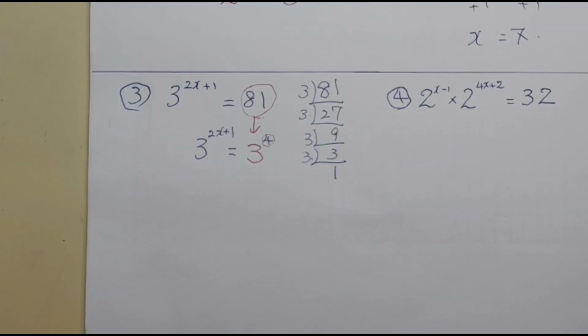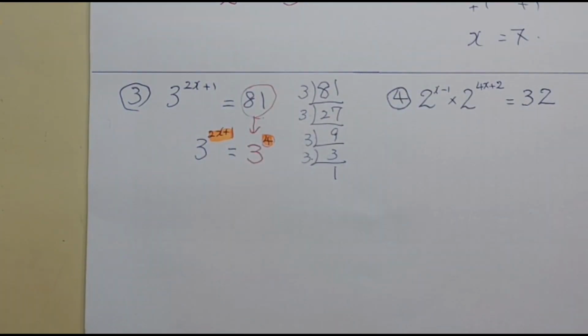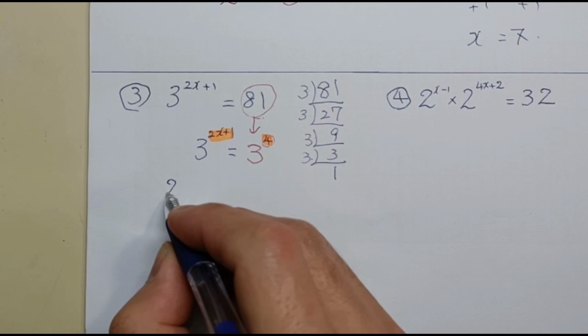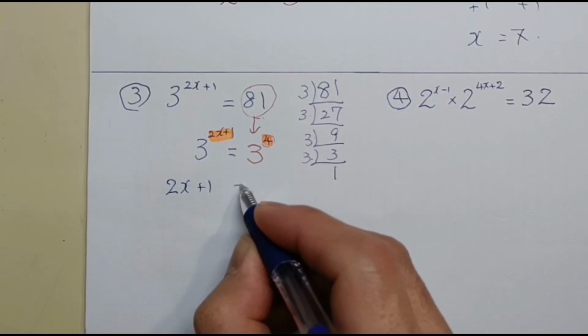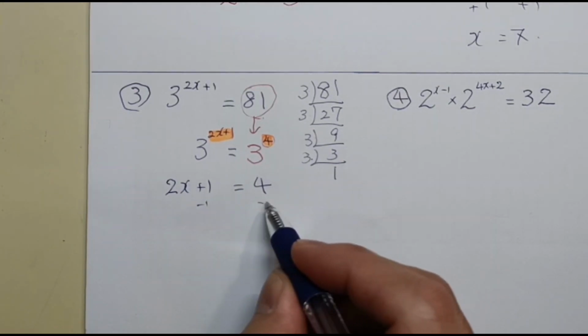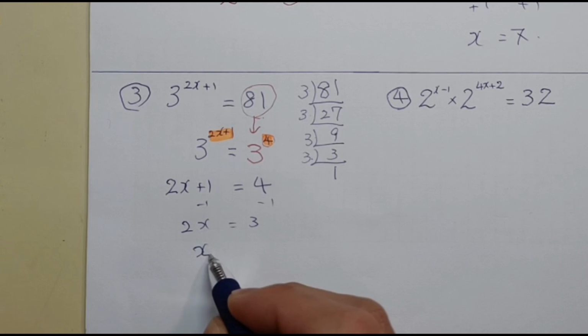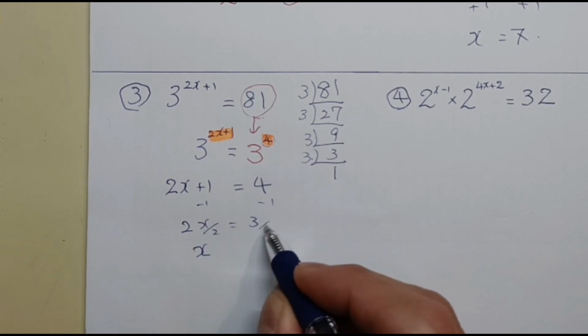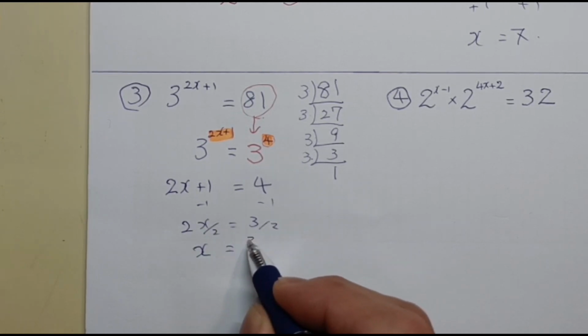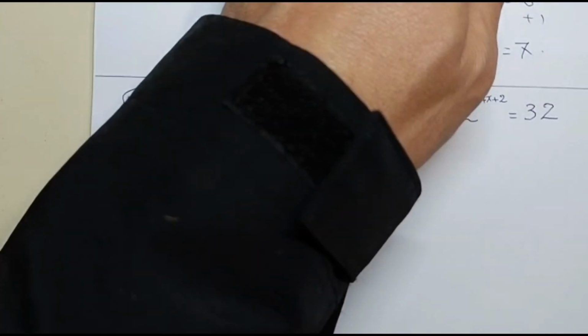Okay? Then, because the base is the same, this value must be the same. Okay? Which means 2x plus 1 equals 4. Then take away 1, 2x equals 3. Divided by 2, x equals 3 over 2. Okay? Number 4.